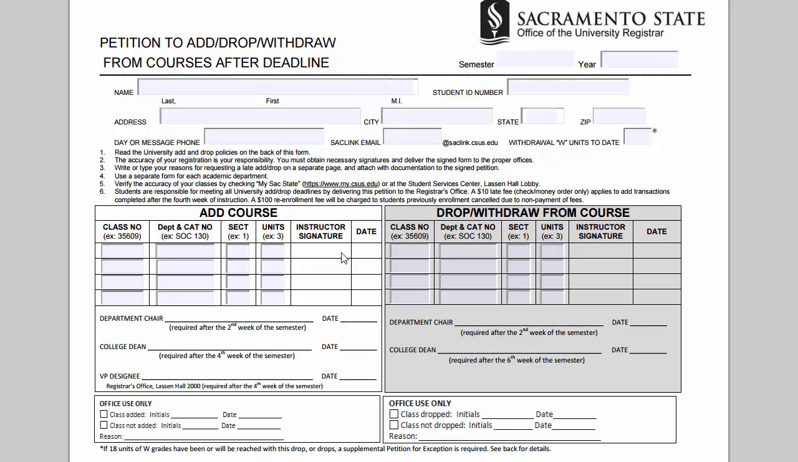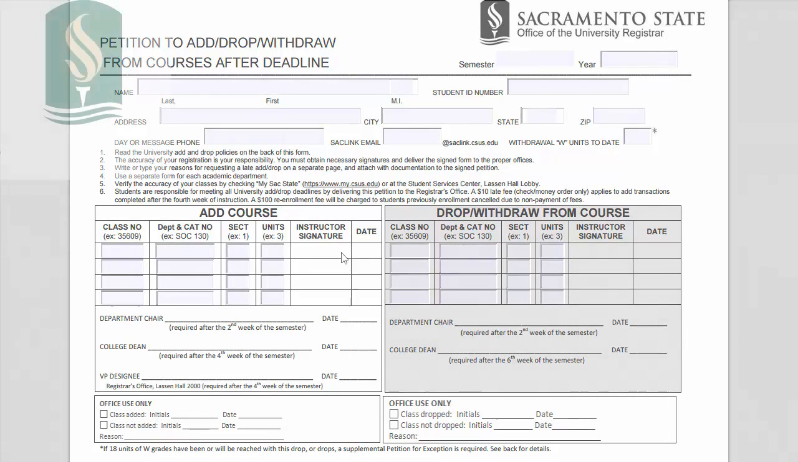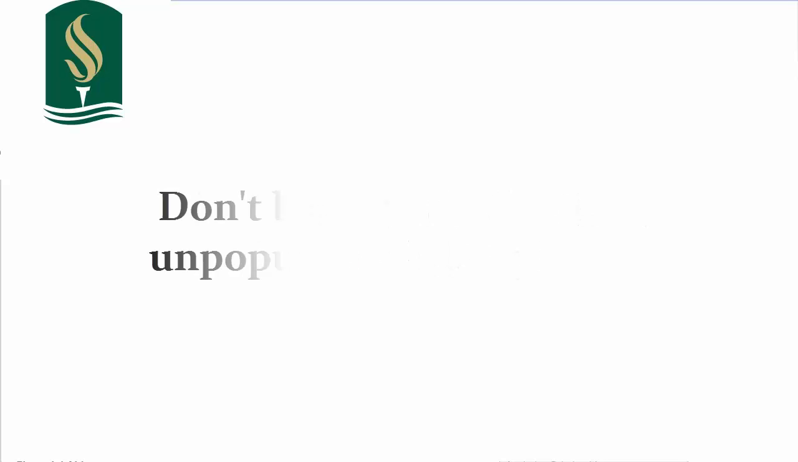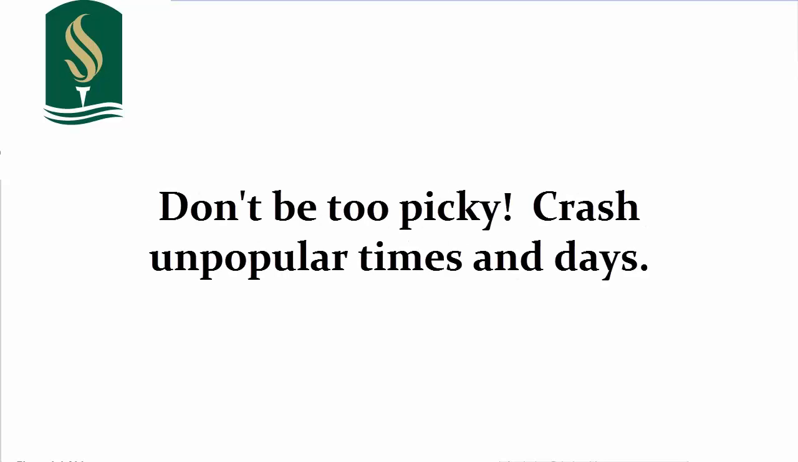Now, crashing is never guaranteed, but there are certain things you can do to increase the likelihood that they'll be willing to add you. Here are some strategies on how to crash courses effectively. First, things change all the time and students are constantly adding and dropping their classes. Just be persistent and check back often. Don't be too picky, because once the semester begins, it's important to take what you can get.